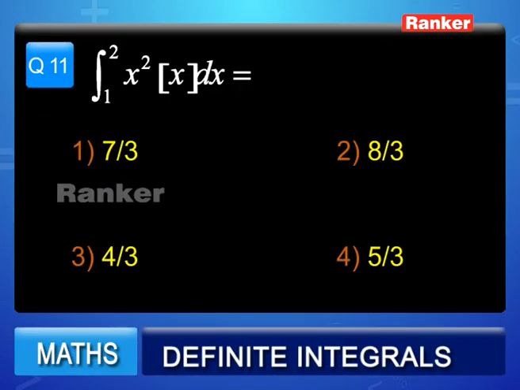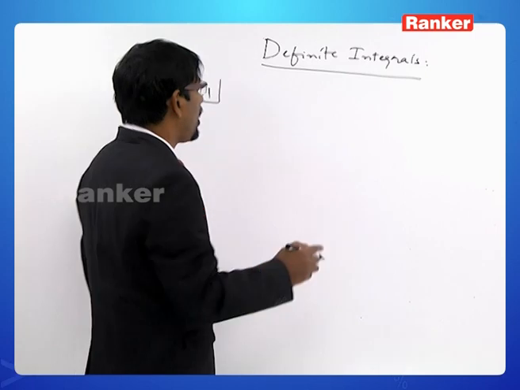Let's move to the question number 11. Integral 1 to 2 x square into bracket of x dx, that is bracket x here is the step function of x, and that is greatest integer less than or equal to x. So first option is 7 by 3, second option 8 by 3, third option 4 by 3, fourth option 5 by 3.